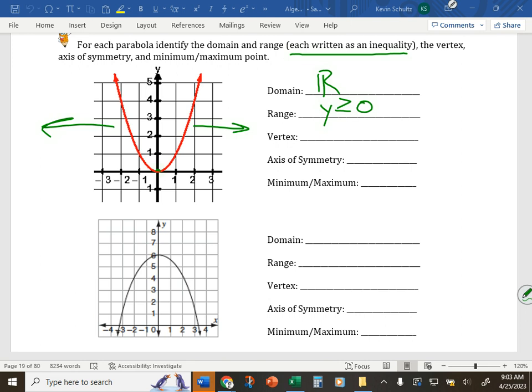What is the vertex point? Andrea? It is 0, 0, and it is an ordered pair, right? It's a location. The vertex is at 0, 0, right in the middle here.